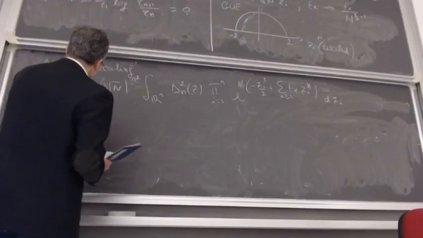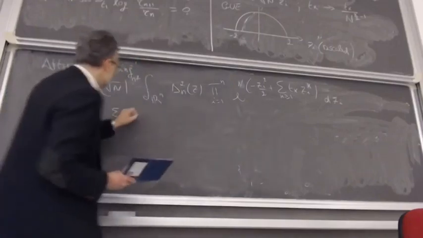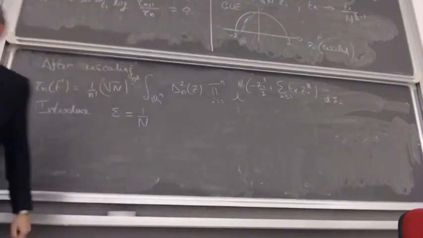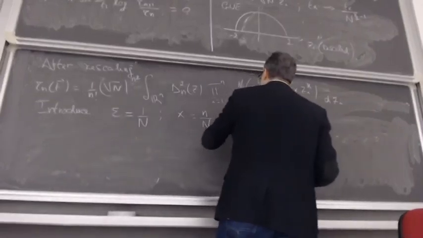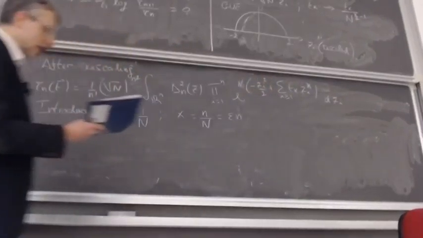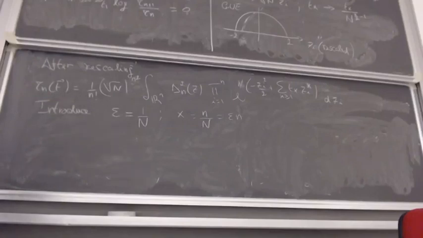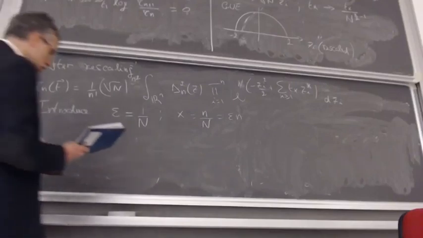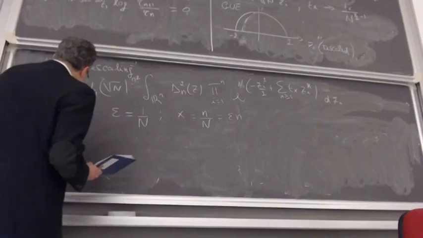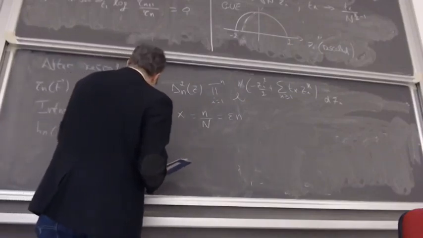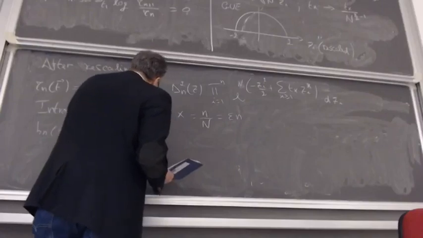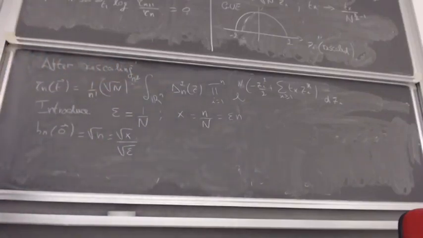So the beloved parameter epsilon, and we define x as small n over capital N, so x equals epsilon n. And then let's first look at what happens to the initial condition. What is the initial condition? Bn of 0 is the square root of n, as we said. So this is the square root of x divided by the square root of epsilon.